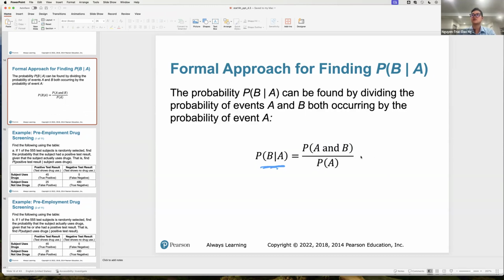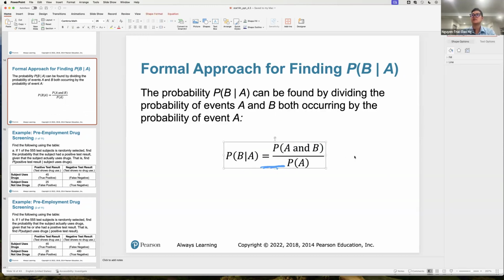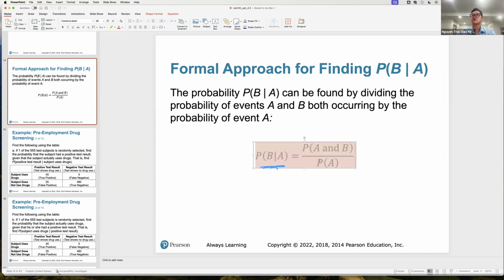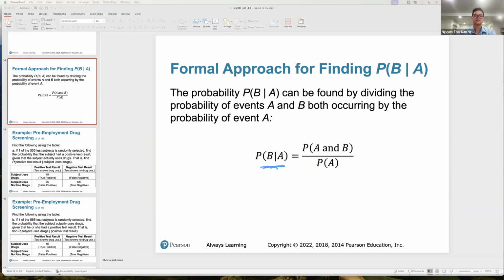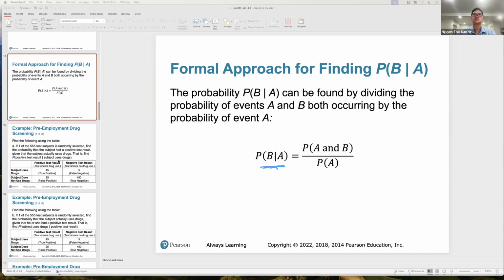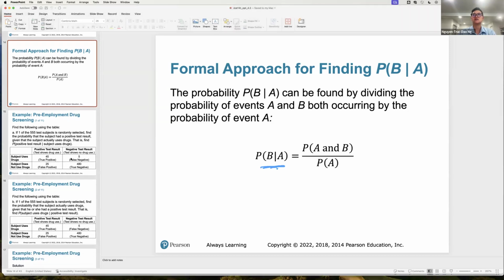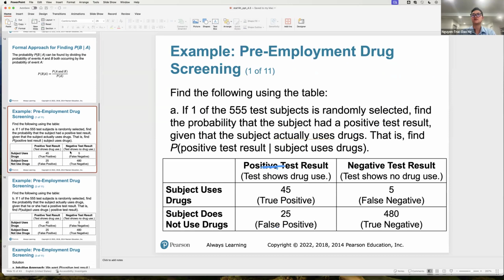Now, before doing the drug calculation, maybe let me think about an example. Let's do an example for this formula. So what do you think? Maybe let's do the example related to the cards. It's going to be easier than this one, and then we can move to this one.